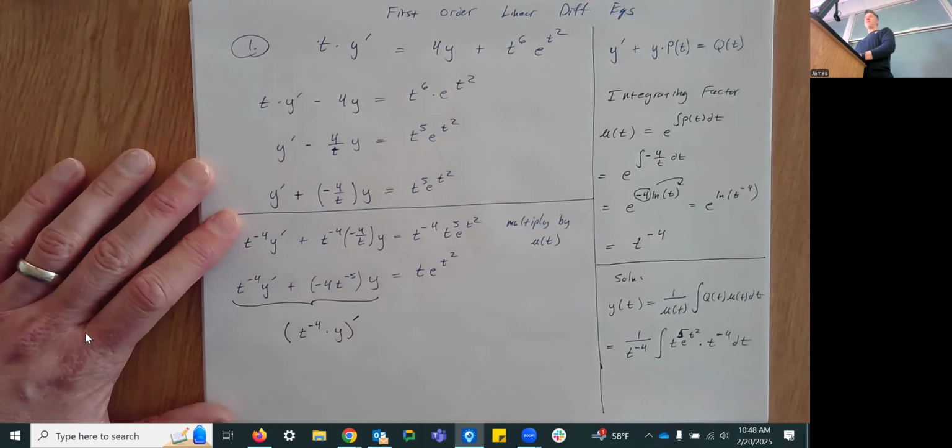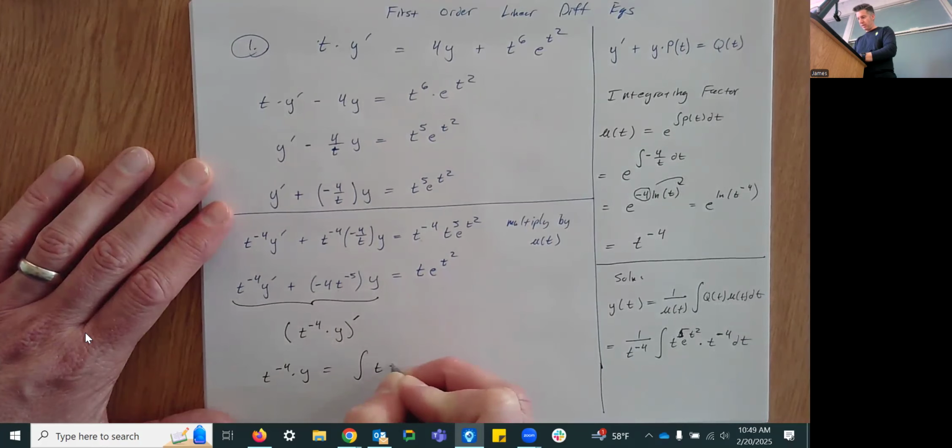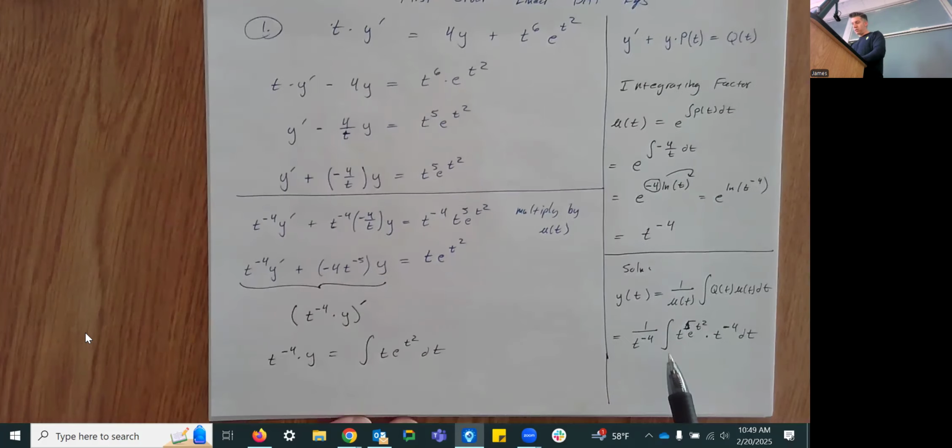And then we anti-differentiate both sides to get that t to the negative fourth times y is equal to the integral of t e to the t squared dt. And now you can kind of see how we're getting to here, right? We're dividing both sides by t to the negative fourth, and we're going to do the integral of t to the fifth times t to the negative fourth, which is t times e to the t squared. So that's how we're getting to that solution. Has he talked about for these problems if he wants you to show this much work or not?